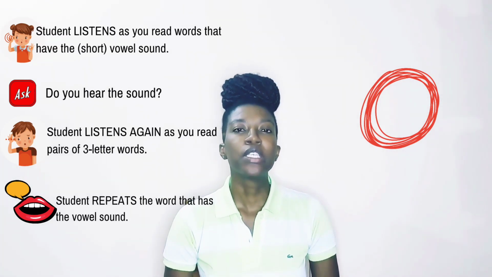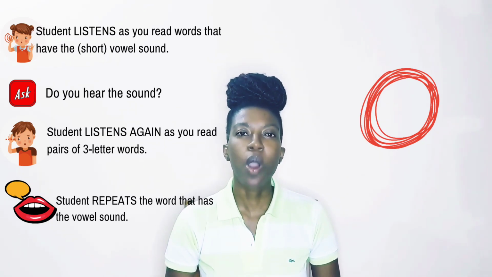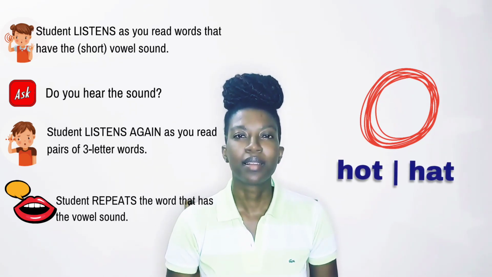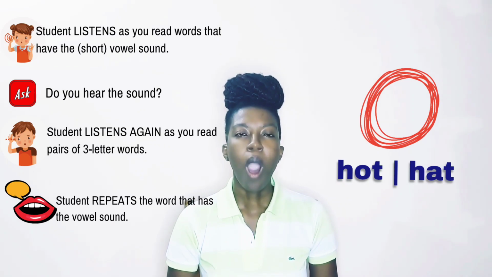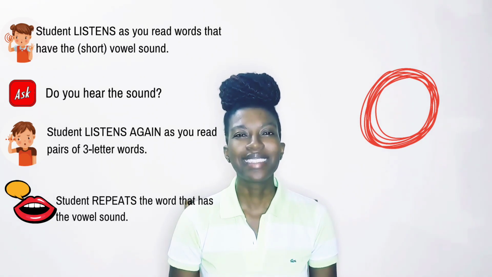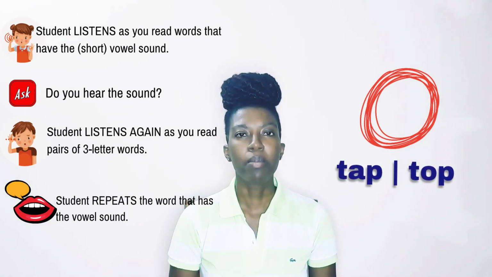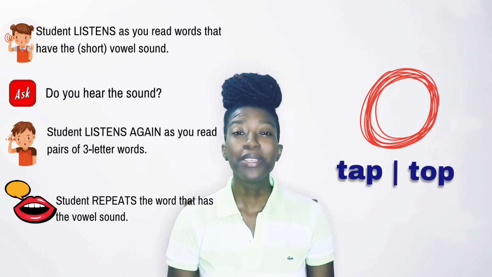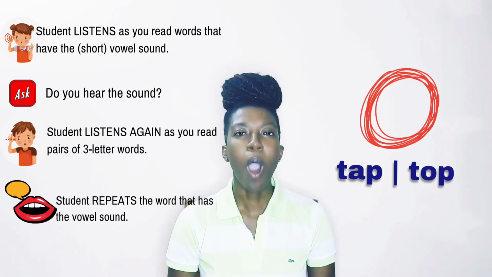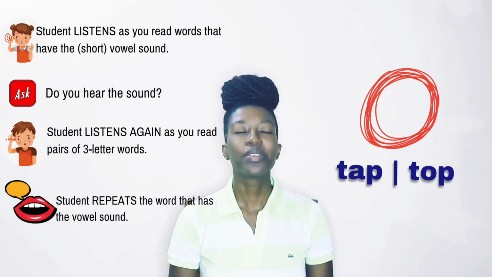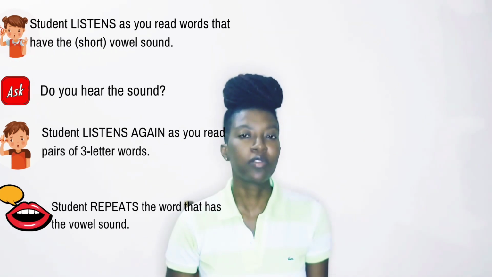Listen first to each pair, and from that pair, repeat the word that has the ah sound. Hot, hat. What about when I say tap? Top, tap. Please repeat the word in which you hear the ah orange sound. Tap, top. And they should say top. Aim for 4 pairs for this particular vowel.